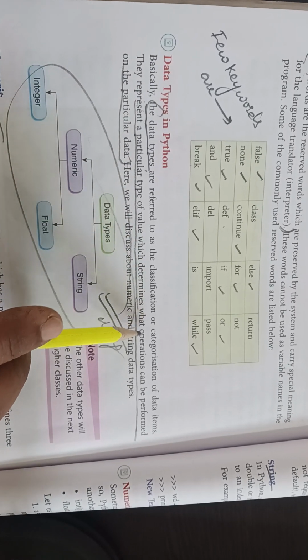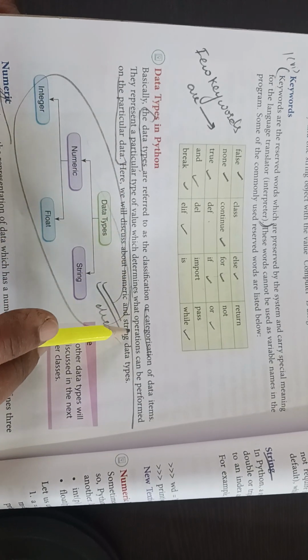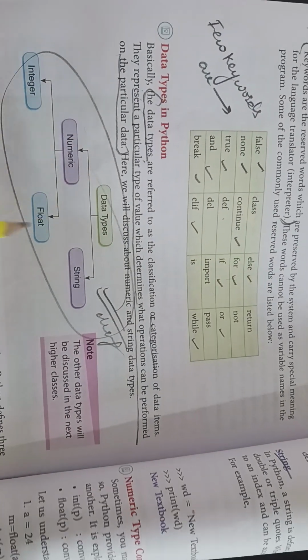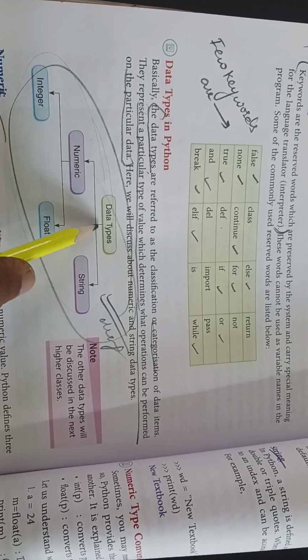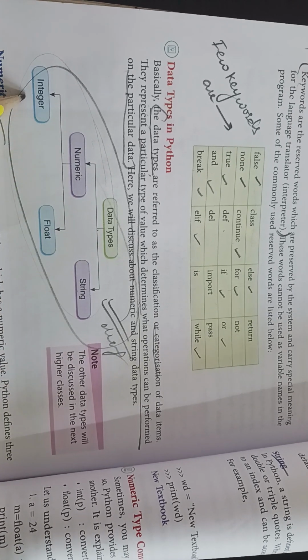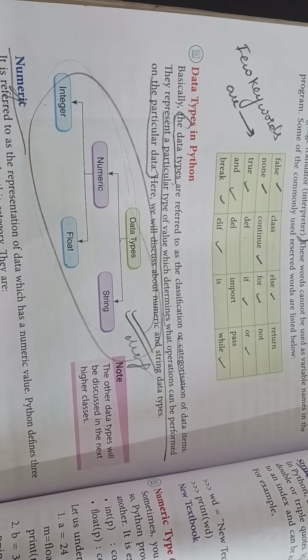The data types are referred to as a classification of data items. They represent a particular type of values which determine what operation can be performed on a particular data. Then you can make this chart: data type, numeric, string, integer and float. Okay. So in this way you can do this question.